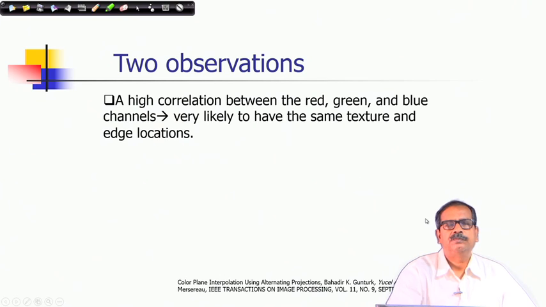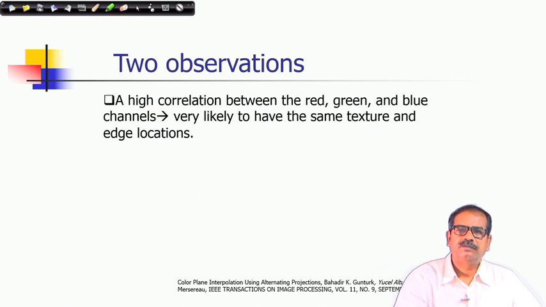There are two key observations that we should make here. One is that there is a high correlation between the red, green and blue channels, which means that if you have the information of any of these channels, you can exploit this correlation to derive the information of the other channels. They are very likely to have the same texture and edge locations particularly. So, cross-channel gradient estimation is useful in this respect. We will elaborate when we discuss different methodologies.